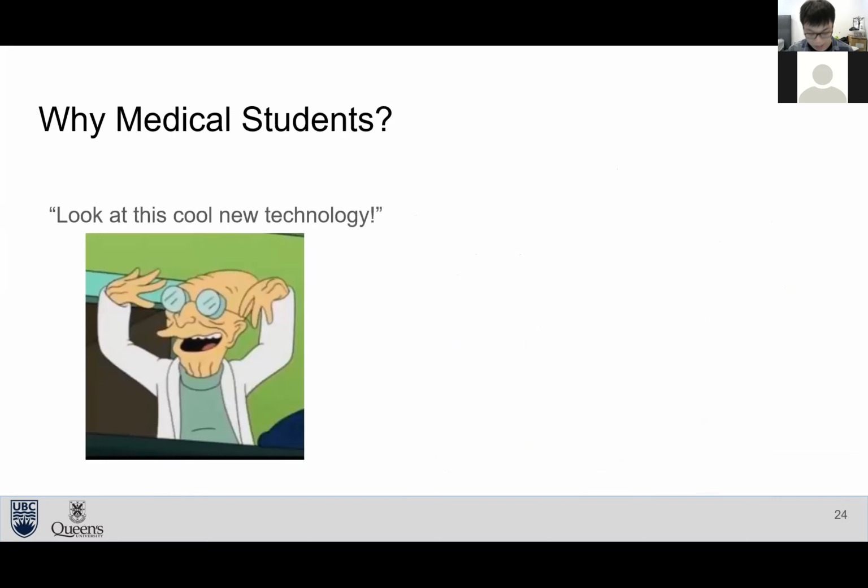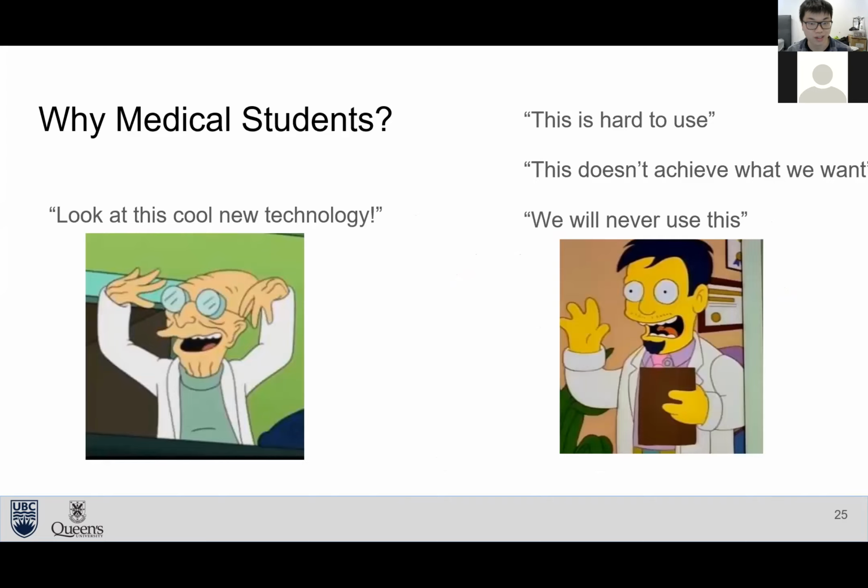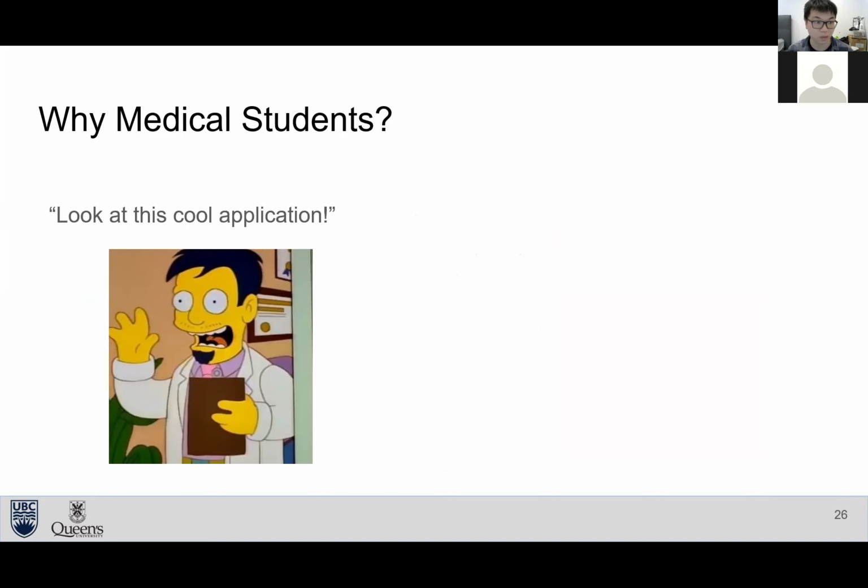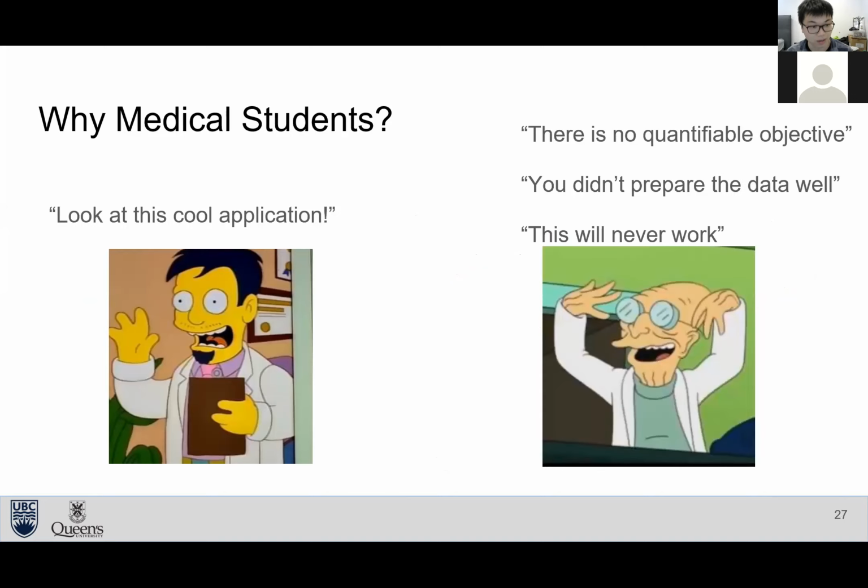So the question is, why medical students? Well, there's always fragmentation in knowledge. Some engineer can come and show you, hey, this is a really cool technology, and then a physician will say, well, this is hard to use and we'll never use this. Otherwise, an engineer can say this is a cool application, and a physician will say, well, this will never work and you didn't prepare the data very well, so there's no way that AI can solve your problem. So hopefully you will be a combination of these two.